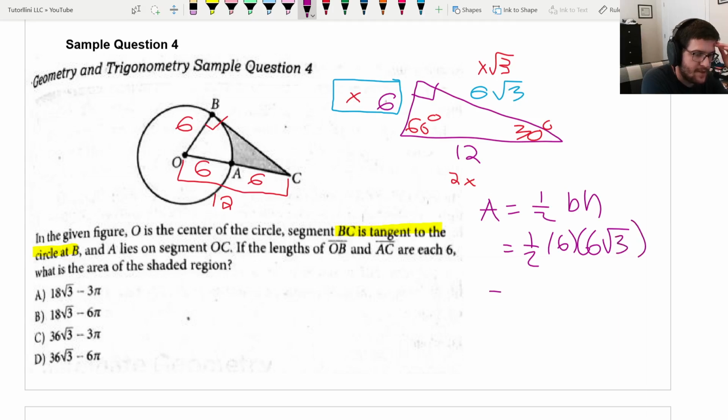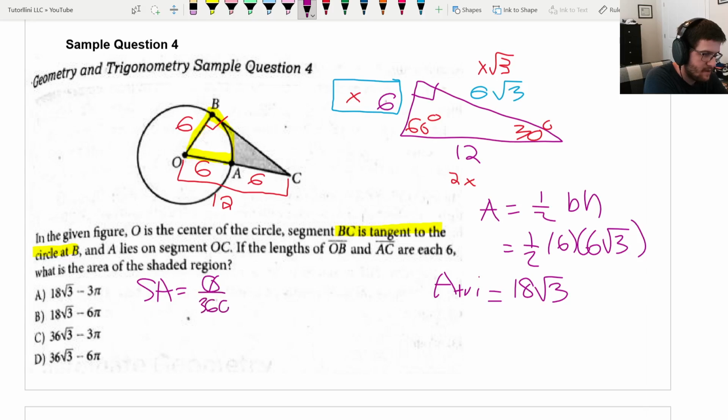And that is 36 divided by 2 is 18, so this should be 18 root 3. And now we have to find the area of this sector here. So that's the area of the triangle. And the area of the sector, well, sector area, I'll just call it SA, is theta over 360 times pi r squared.